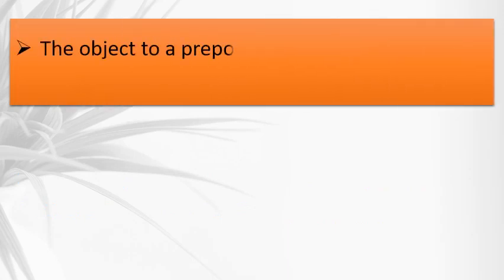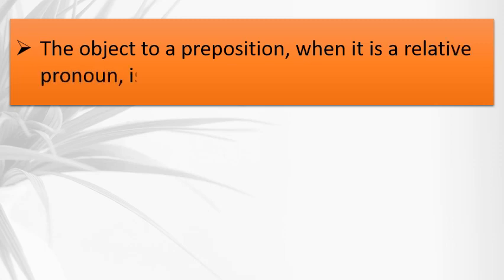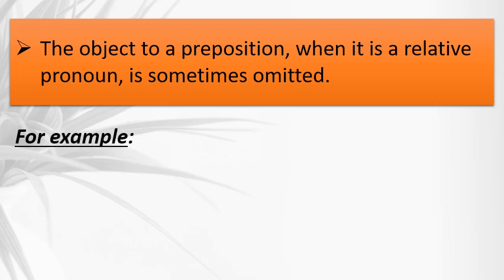The object to a preposition when it is a relative pronoun is sometimes omitted. So let me clear you what is the meaning of relative pronoun. Relative pronoun means which shows relationship between two words, two nouns or pronouns. To clarify it, let's see some examples.